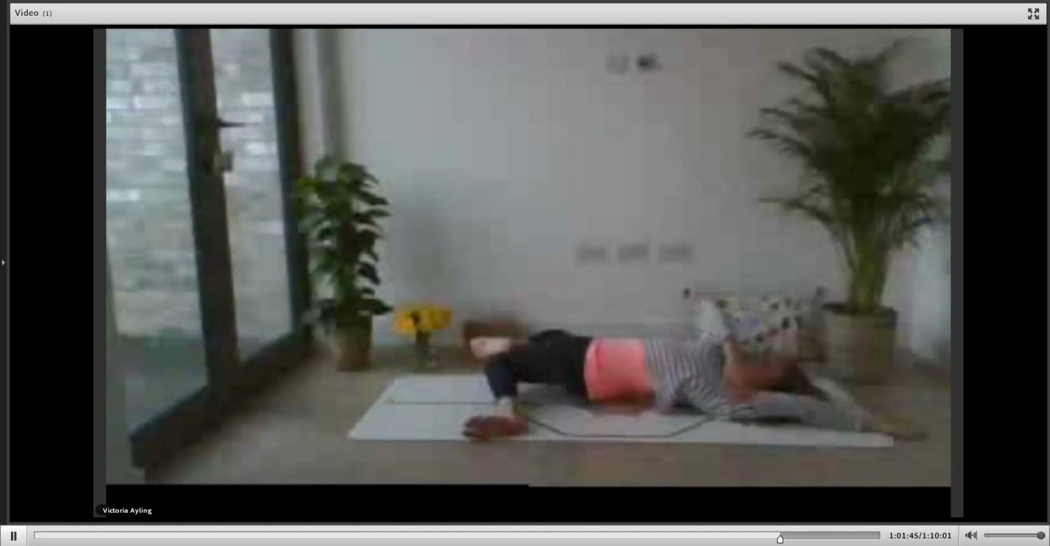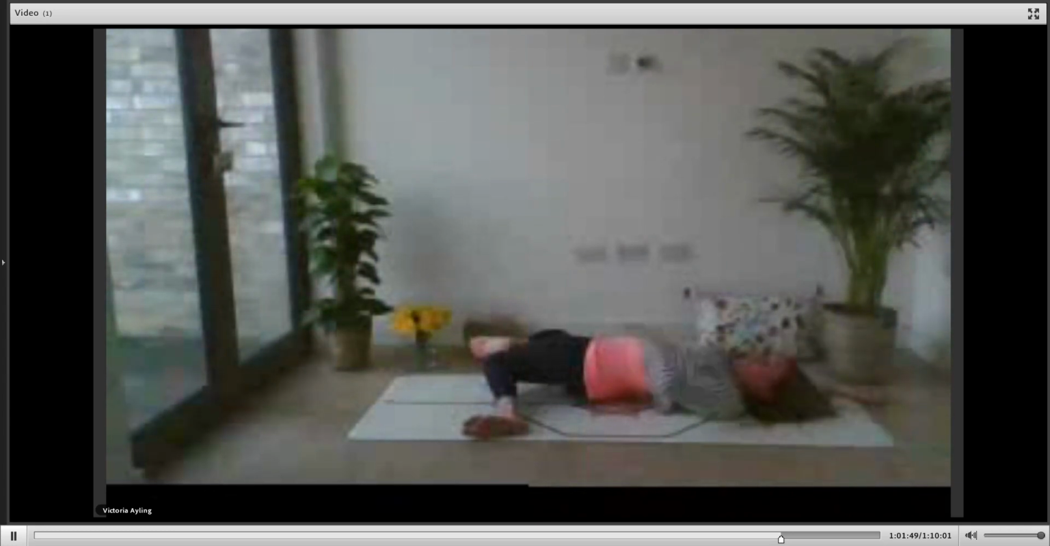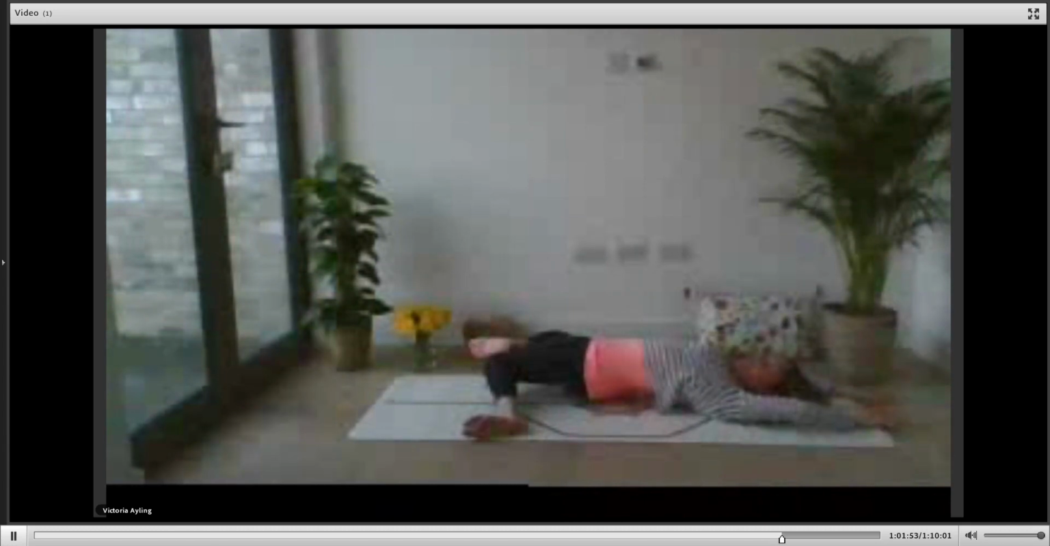So you're opening up really the left side of the body, that left thigh. Perhaps if you've been sitting a lot, then it's quite nice to open the front of the thigh. Feel the breath relax.